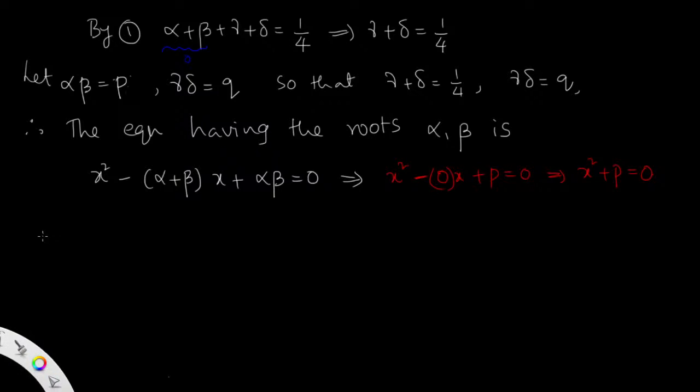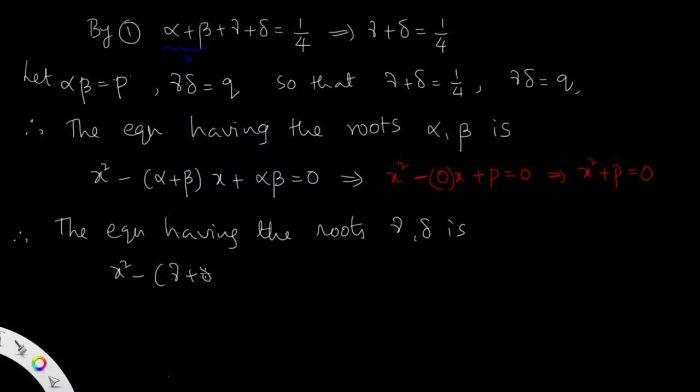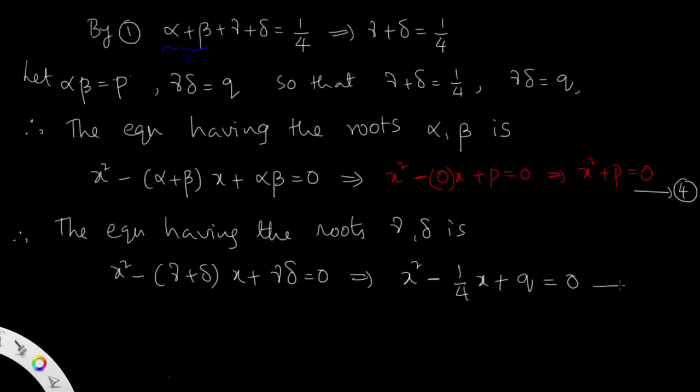Then similarly, the equation having the roots gamma and delta is x square minus (gamma plus delta) x plus gamma delta equal to 0. Then x square minus 1 by 4 into x, and gamma delta we have taken as q, equal to 0. This is equation number 4 and equation number 5.